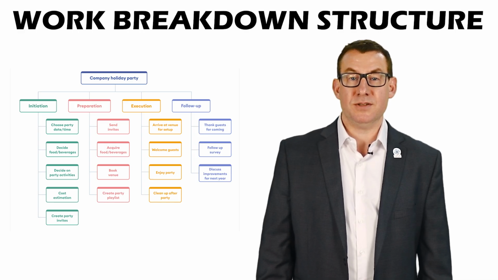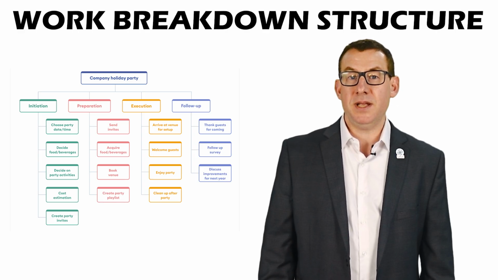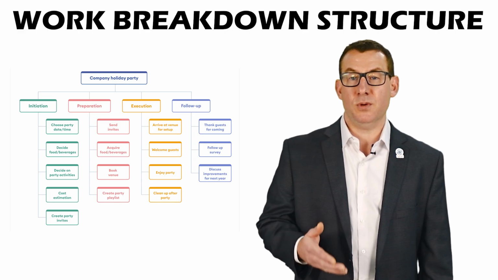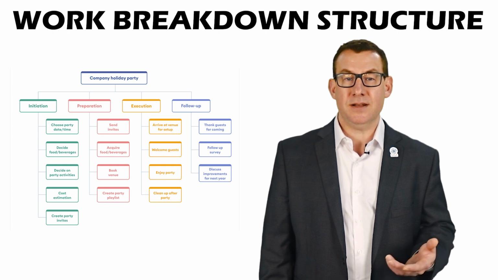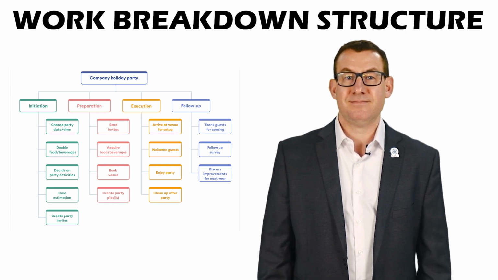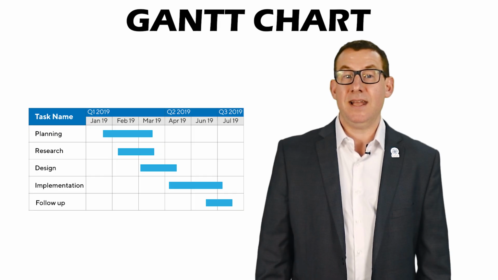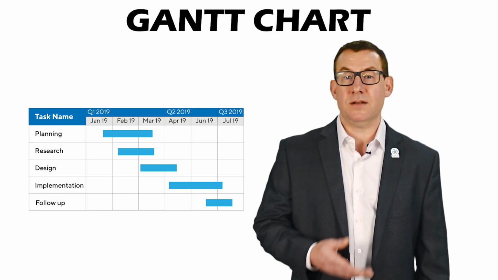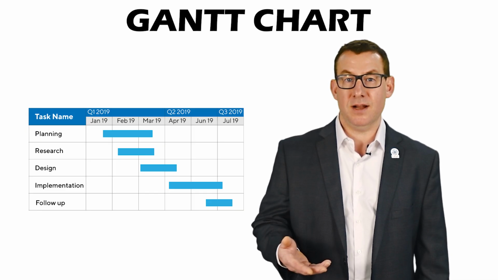A work breakdown structure, or WBS. A WBS is a hierarchical breakdown of the project into smaller, manageable tasks. It drives scheduling, cost estimates, and tracking. A Gantt chart. A Gantt chart is a visual schedule where tasks are displayed as horizontal bars showing start and end dates, dependencies, and progress.